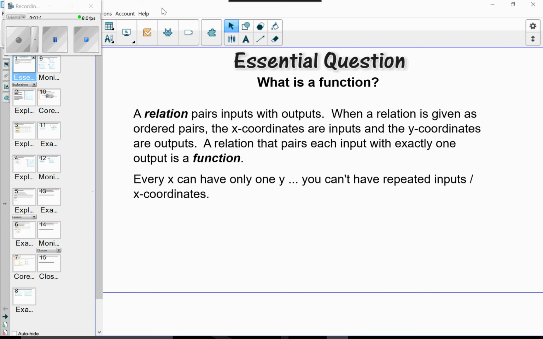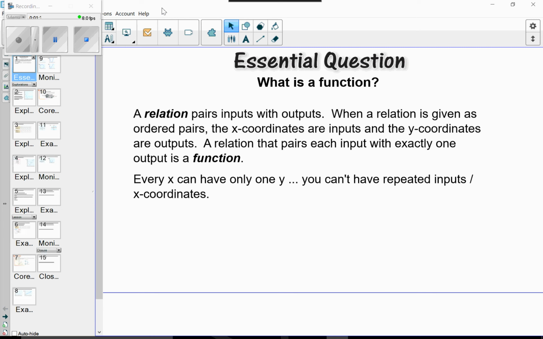A specific type of relation, though, is called a function. It says a relation that pairs each input with exactly one output is a function. So I always say every x can have only one y, and you can't have repeated inputs or x-coordinates. For example, I can have (4, 1), (3, 1), (2, 1). All of them can have the same y because it is unique to that one x.